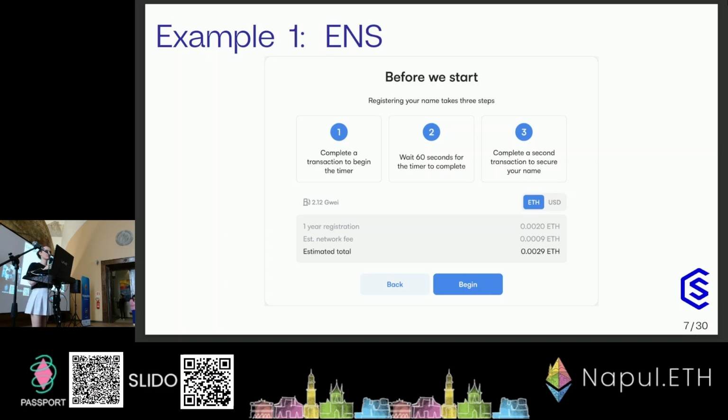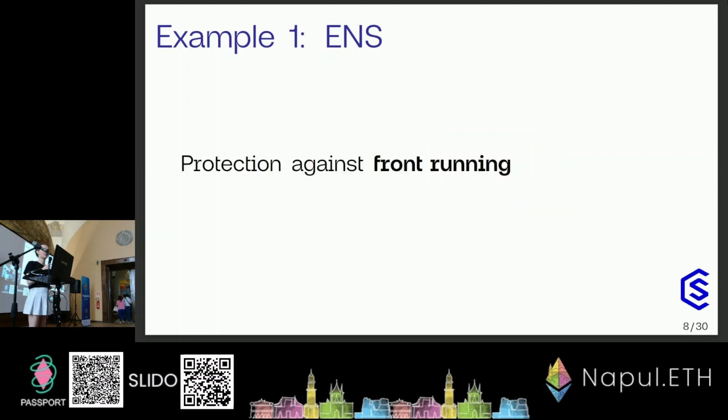The reason they do this is that if you did this in one transaction, you would be revealing your name in what's called the mempool, which is where the unconfirmed transactions go, and someone could sweep your name in front of you, which we want to avoid. So more generally, we can say that ENS uses commit and reveal to protect against front running.